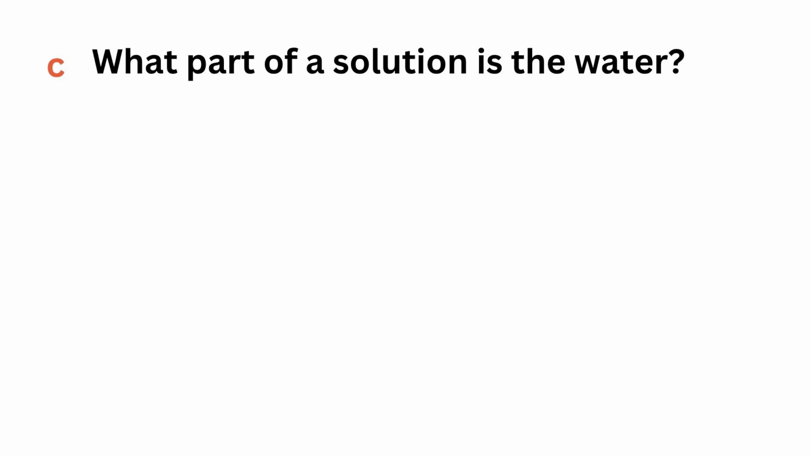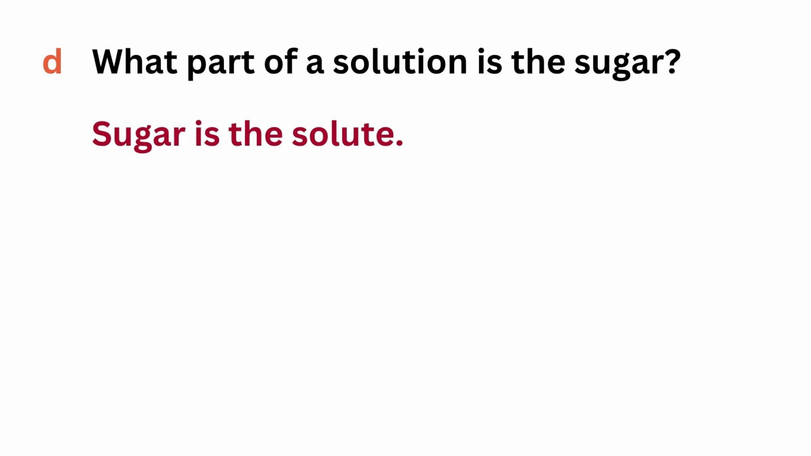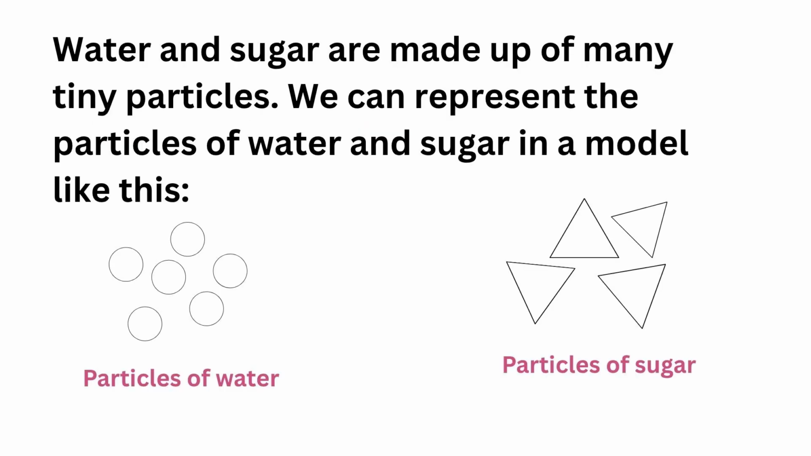Question C. What part of a solution is the water? Water is the solvent. Question D. What part of a solution is the sugar? Sugar is a solute. Water and sugar are made out of many tiny particles. We can represent the particles of water and sugar in a model like this. The circle shapes are particles of water and the triangle shapes are the particles of sugar.